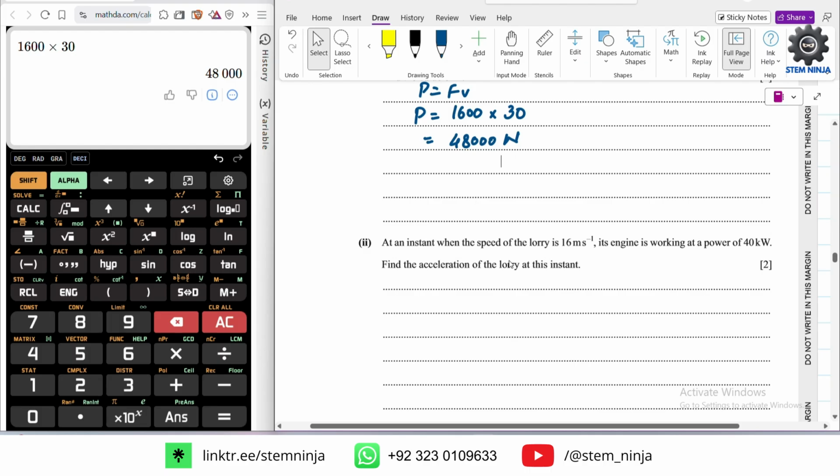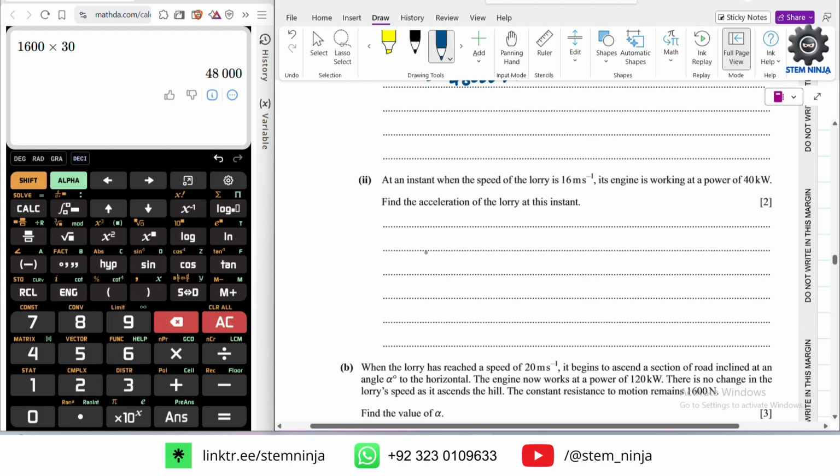At an instant when the speed of the lorry is 16 meters per second, the engine is working at a power of 40 kilowatts. Find the acceleration of the lorry at this instant. Okay, so we can figure this out also. So you will have F is equal to ma.